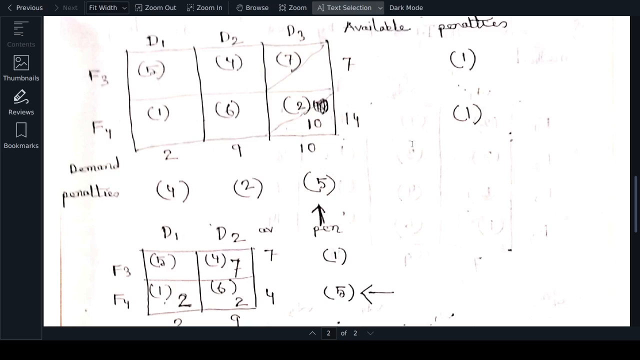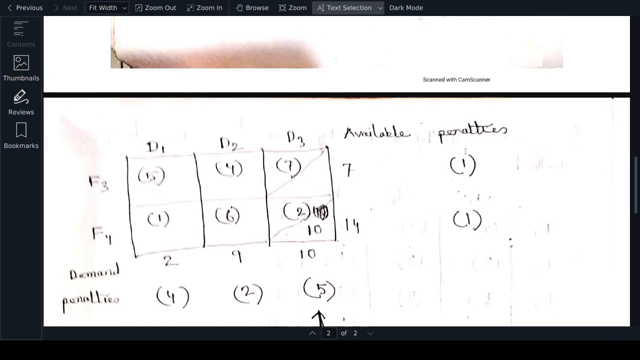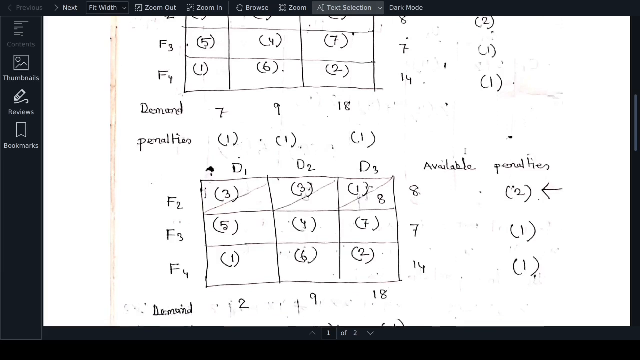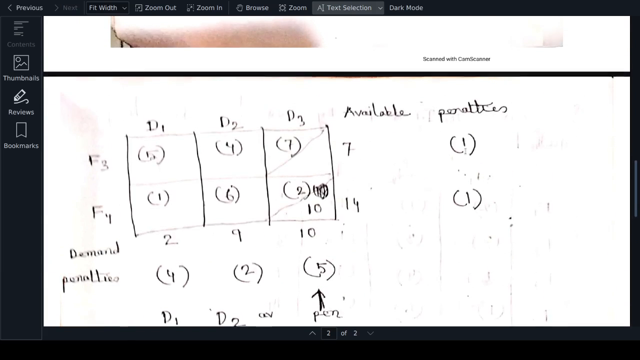Similarly, in D1 column, lowest cost is 1, second lowest cost is 5, difference is 4. Second column, lowest cost is 4, second lowest cost is 6, so penalty is 2. Third column, lowest cost is 2, second lowest cost is 7, so penalty is 5. So here you see, penalties are 1, 1 row wise, and column wise 4, 2, 5. So here maximum penalty is what? 5. So 5 is present in which column?